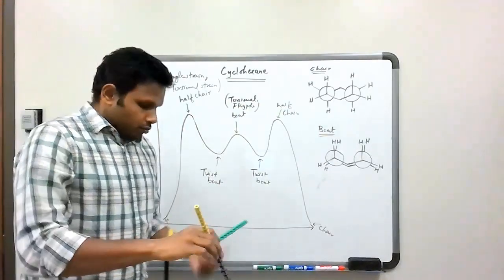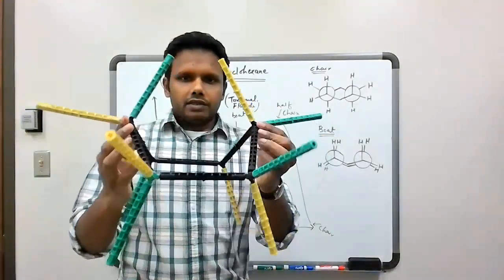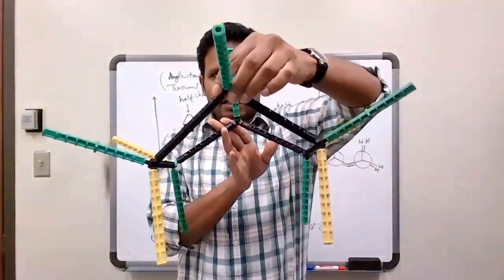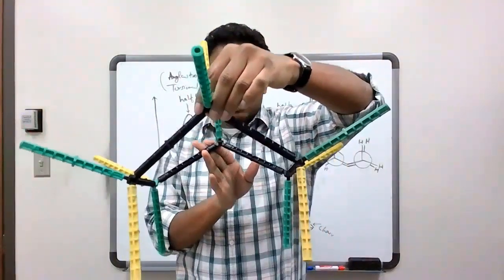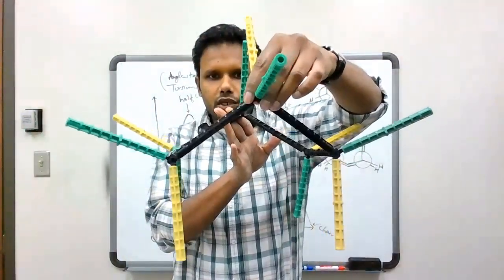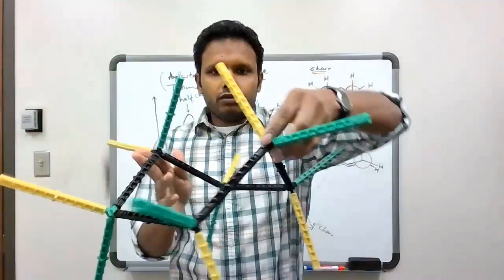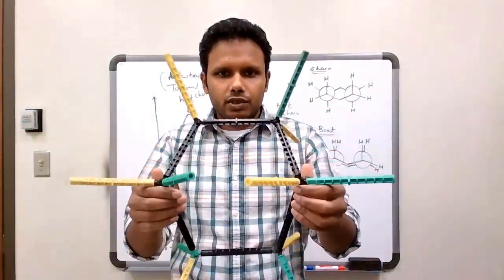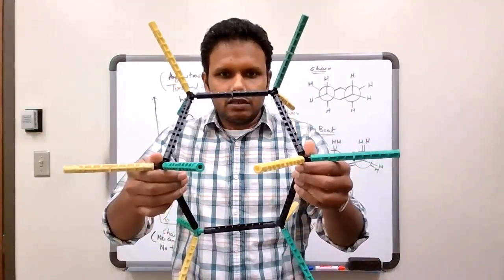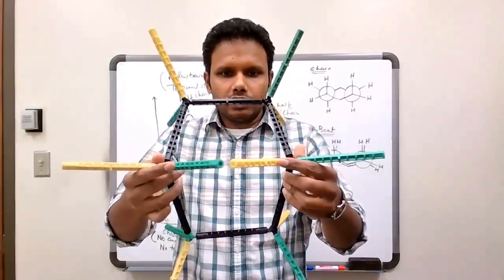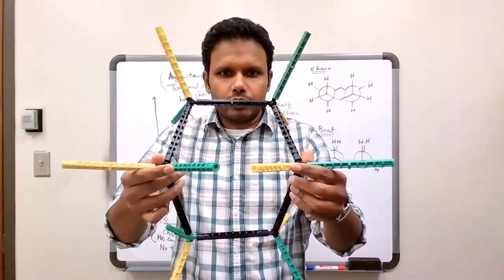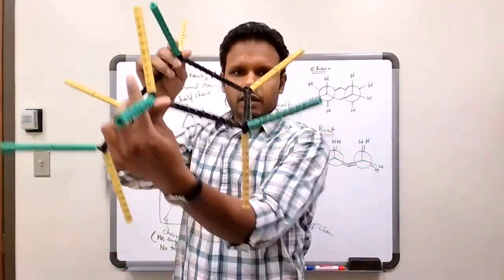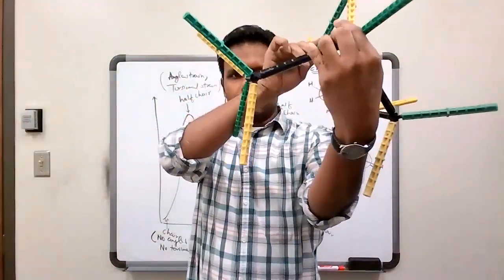So because the boat has this flagpole-flagpole interaction and it has eclipsing interactions, in a Newman projection on both sides, the boat can twist a little bit, and the twisting is actually easier to see in this view. Notice this is the flagpole-flagpole interactions, these two running into each other, and you can see eclipsing here and eclipsing over there.